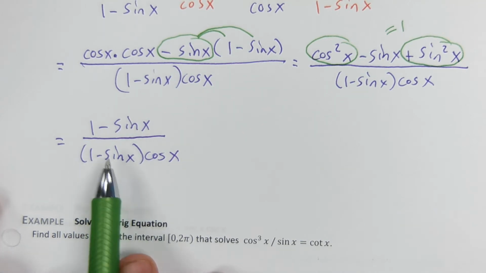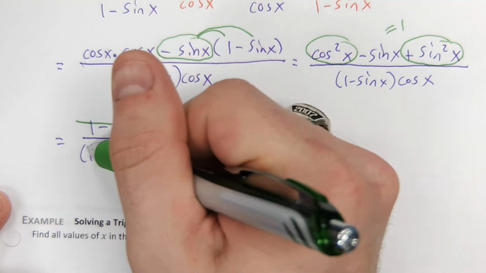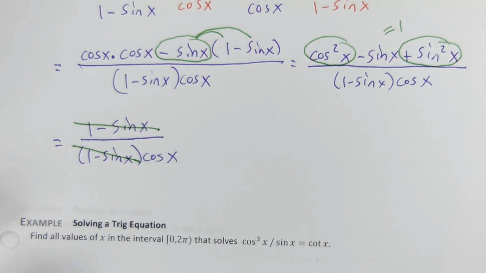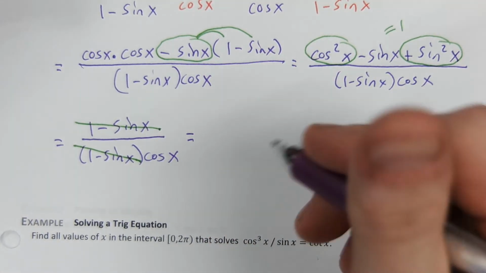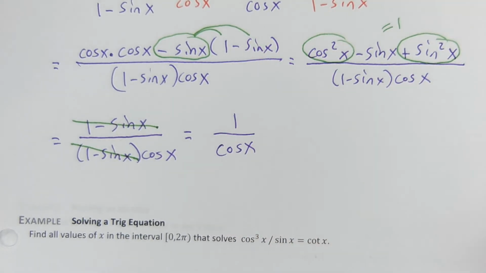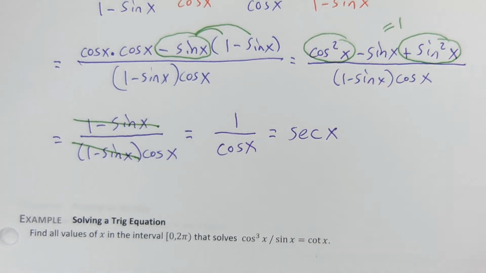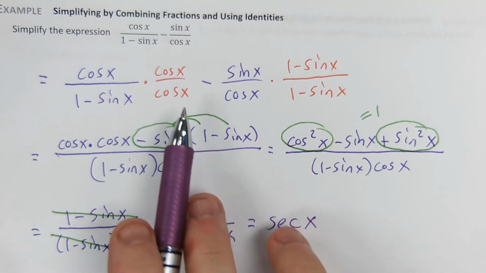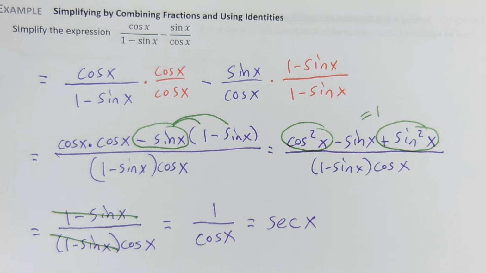This 1 minus sine x needs to be treated as a single object. So this object down here cancels that object from the top. So this cancels this. What's left on top of the fraction then? There has to be a 1. The bottom is cosine x. Oh, and by the way, 1 divided by cosine x is secant x. That expression is equivalent to secant x. Very neat.